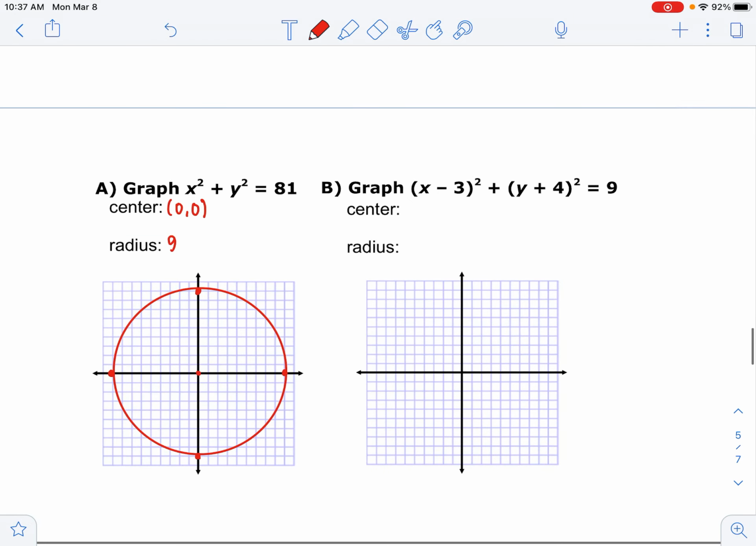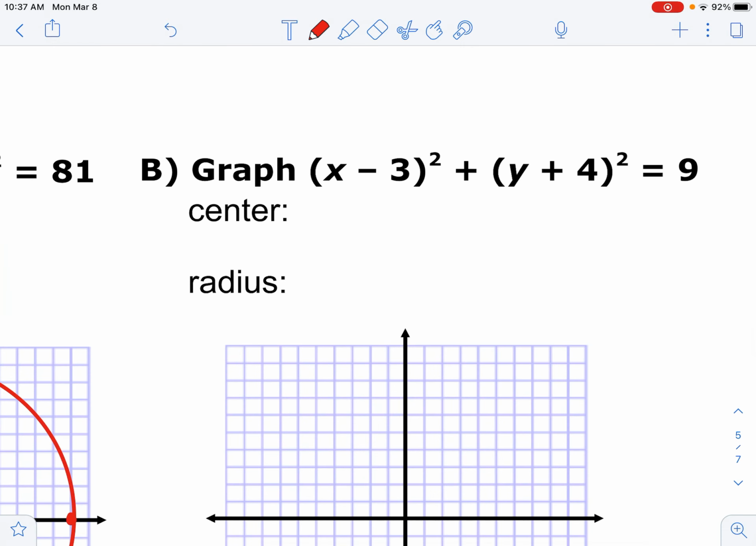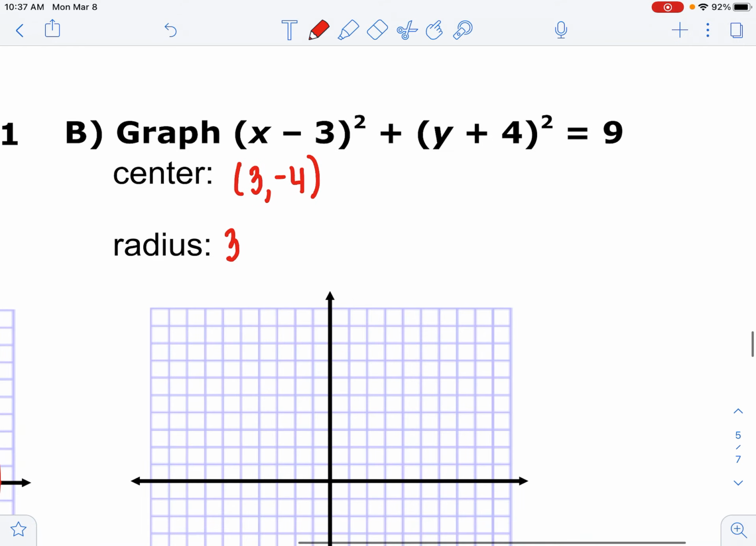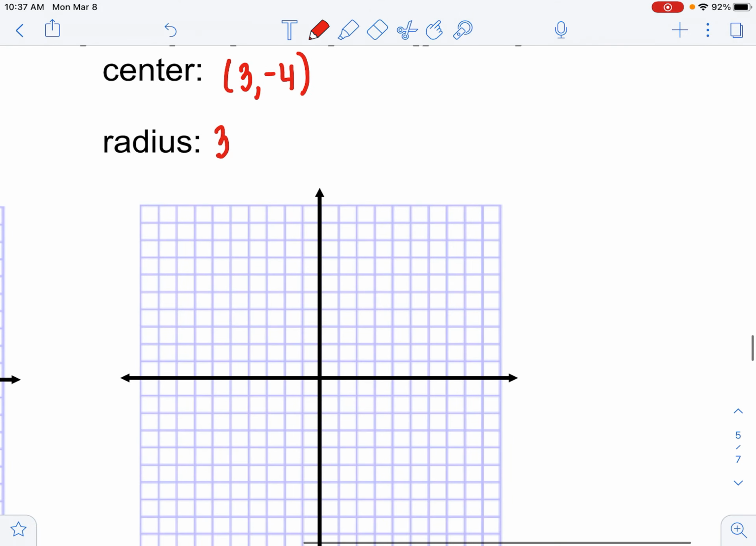Okay. All right, let's try another one together. The center (h, k): the opposite of negative 3 is 3. The opposite of 4 is negative 4. And then r squared is 9, so r is 3. So I'm going to graph (3, negative 4). And then I'm going to go up 3, down 3, right 3, and left 3. And connect those 4 points. And there's my circle.